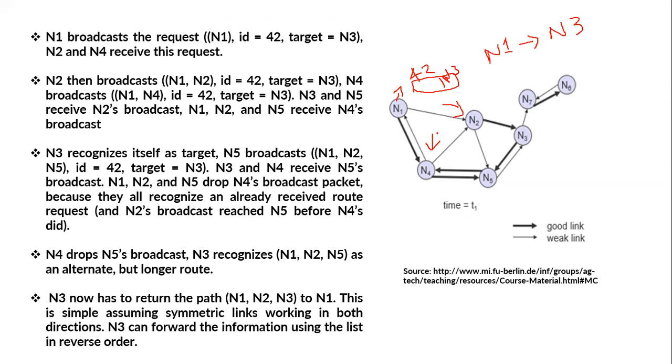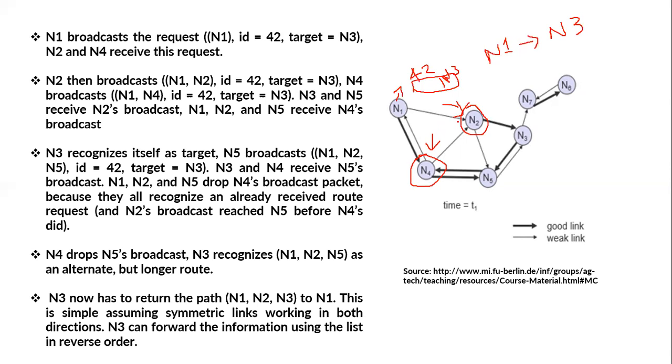Then the second step says, if this particular node itself is the destination node, then that's it. You need not do anything. In the case of N2 or N4, if this is the destination node, then it means that the request has reached the target.